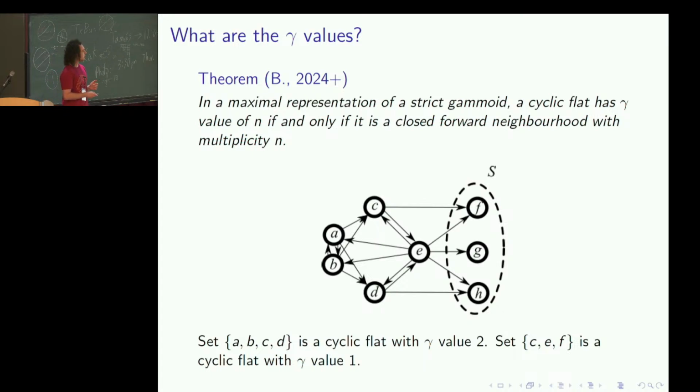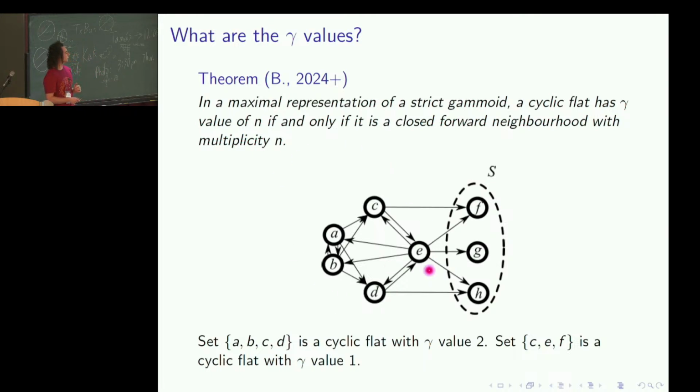Then we can look at what are called closed forward neighborhoods. The forward neighborhood of a vertex C is the set of vertices with a directed edge into them from C. So F and E is the forward neighborhood of C. And the closed forward neighborhood is just that set plus C itself. So C, E, F is a closed forward neighborhood in this graph. And it turns out that the closed forward neighborhoods correspond directly to cyclic flats with non-zero gamma values.